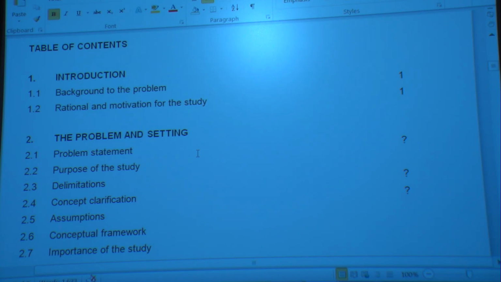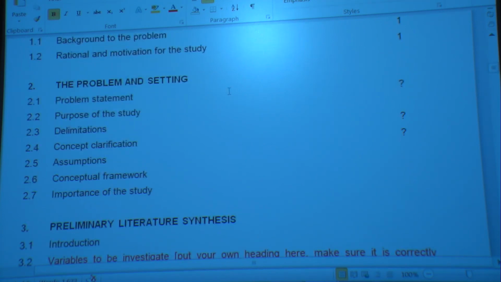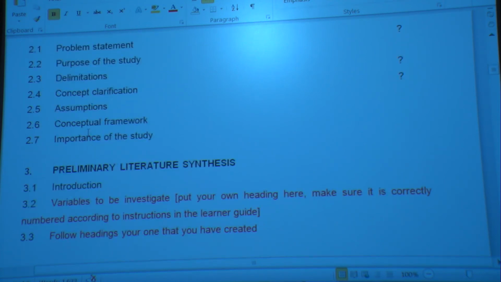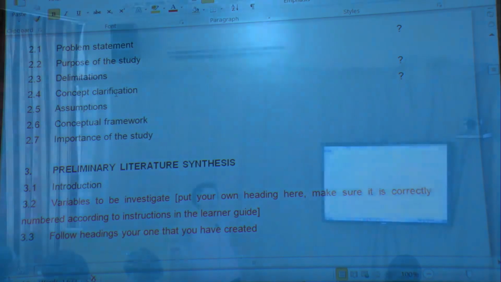So can you see we've done all this? We've checked the background to the problem, rationale and motivation, problem statement, purpose of study, delimitations. The delimitations are the criteria. Who is included in your study and who is excluded from your study.